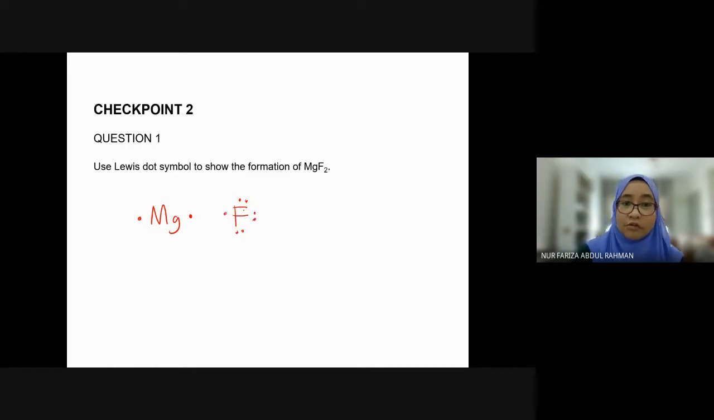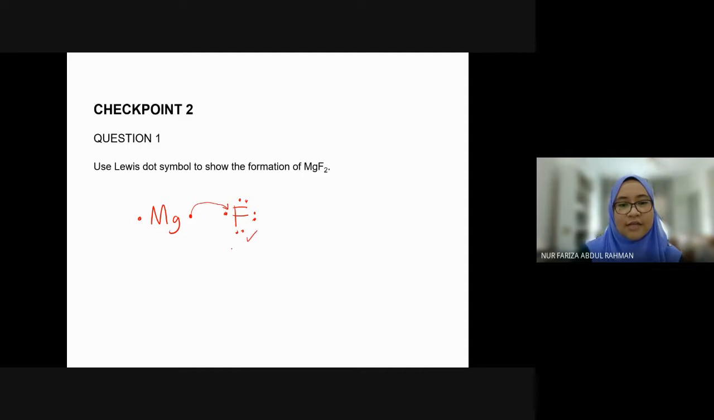Use dot dot. Do not use cross. Tak payah use cross because it is a Lewis dot symbol. It should be dot, bukan cross. Okay, so dekat situ Mg needs to remove both of its electrons. Fluorine on the other hand requires only one electron saja. So this first electron will be transferred to fluorine. Okay, so let's check.